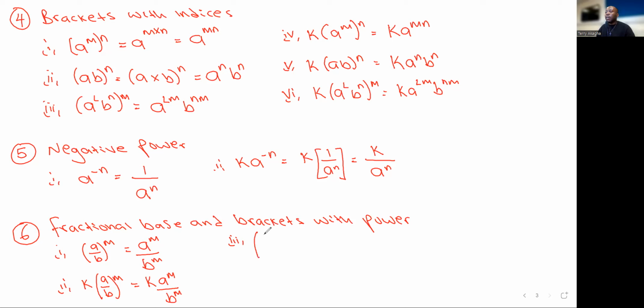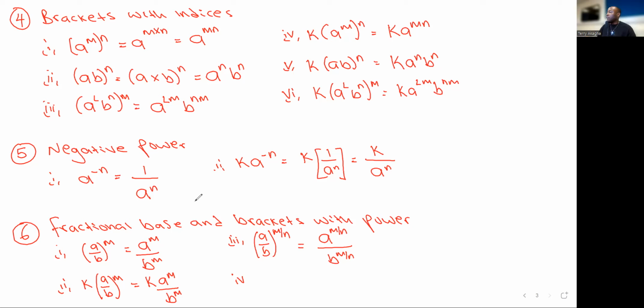So we have (A over B) all raised to power M over N. Is that okay? So the same thing. You have a power, you multiply all the elements in the bracket with it. So that will give you A raised to power M over N divided by B raised to power what? M over N. And if you have a coefficient, the same thing is going to happen.